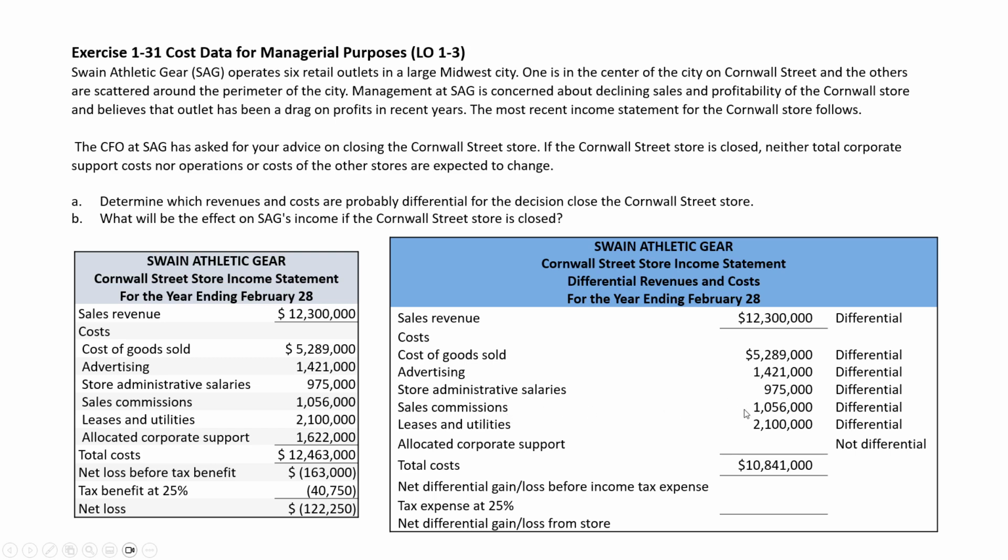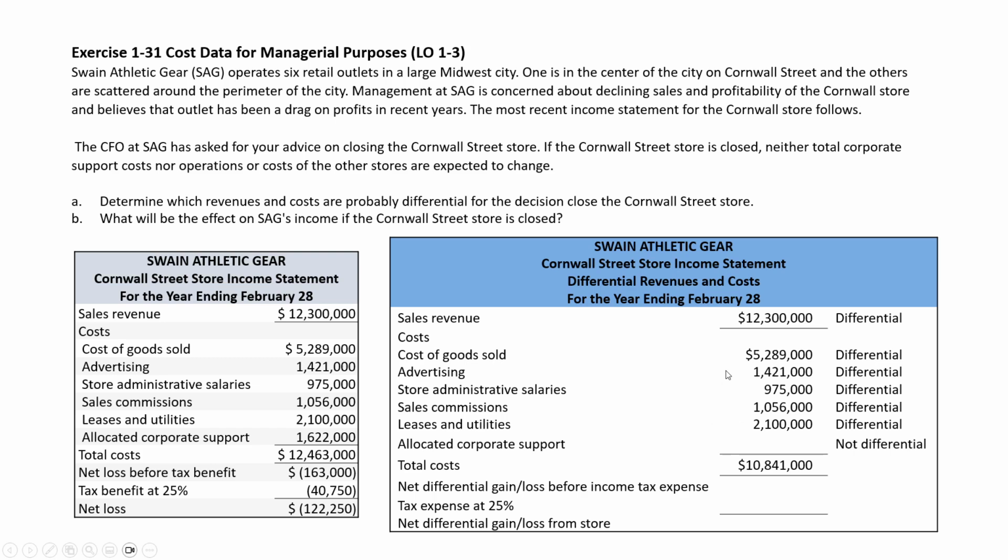Also the $1,056,000 of sales commission is relevant. If we're not selling those goods, we're not paying our salespeople sales commissions. The $2,100,000 of leases and utilities. If we don't have the store, we're not paying the lease on it, and we're not paying the utilities related to it. So that's all differential.